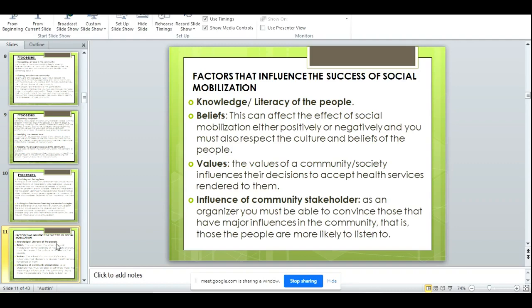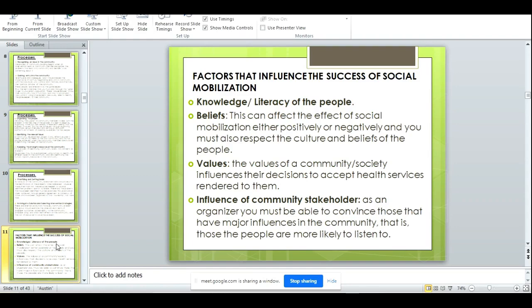But also, when you are trying to mobilize the people and work with community members, you must remember to also respect the culture and the beliefs of the people. You do not talk them down. If not, it will lead to ill feelings and they may not be interested in whatever you are trying to do. So even if you are trying to change their beliefs and their values, you should remember to always respect their culture, respect the people in the community.